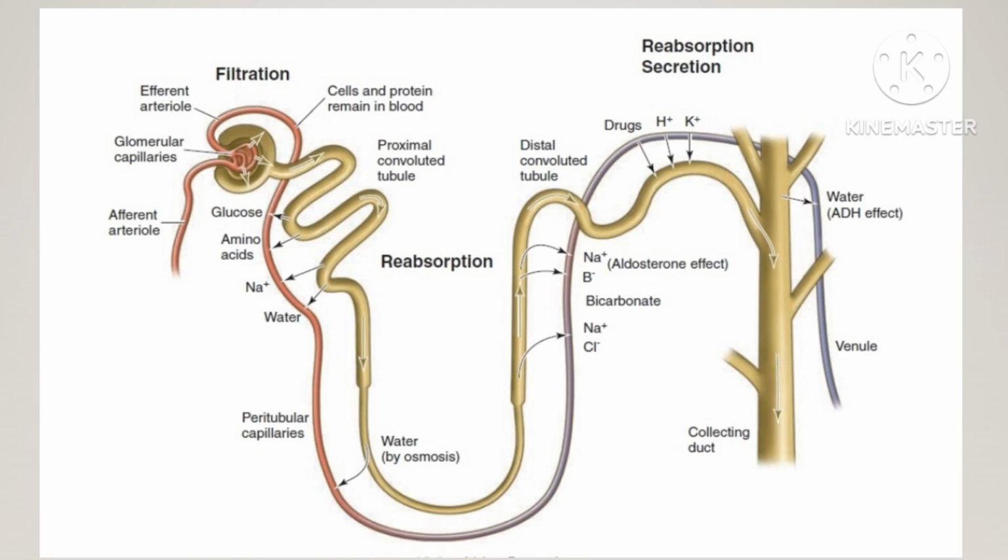The filtrate collected from the Bowman's capsule will pass through the proximal convoluted tubule, which will be shortly called as PCT, and next through the loop of Henle, after through the distal convoluted tubule, which will be shortly called as DCT, and then finally gets collected in the collecting duct. In these stages, reabsorption of water, glucose and some ions will take place. Okay, now we'll learn the formation of urine through the phases.